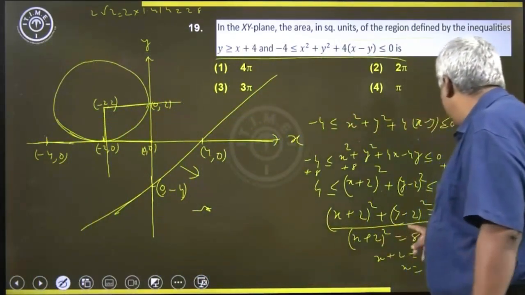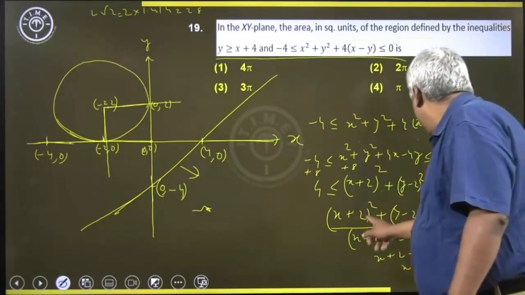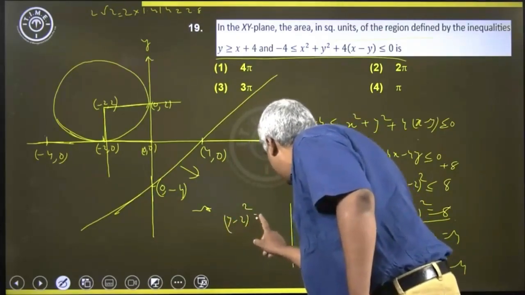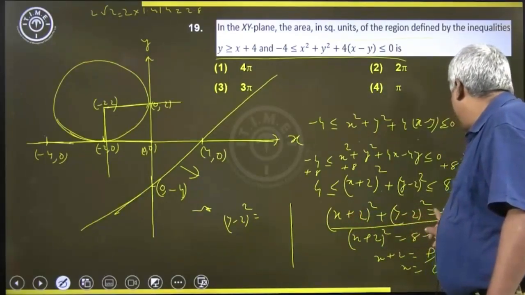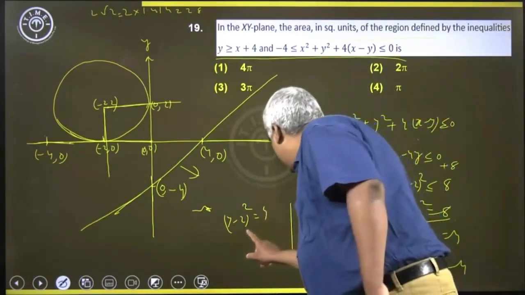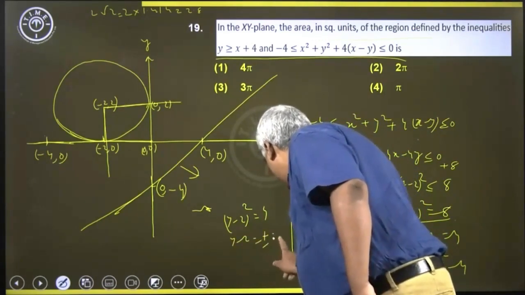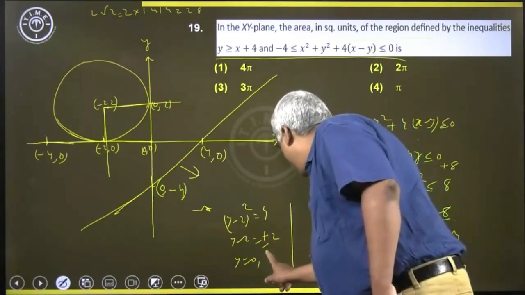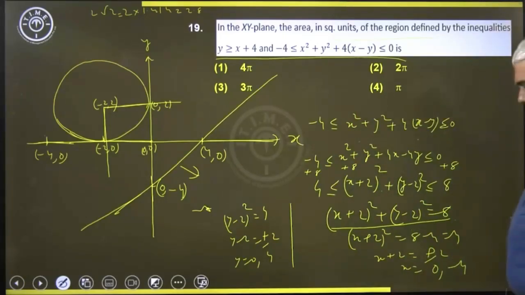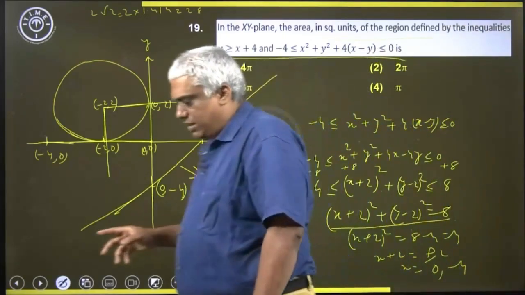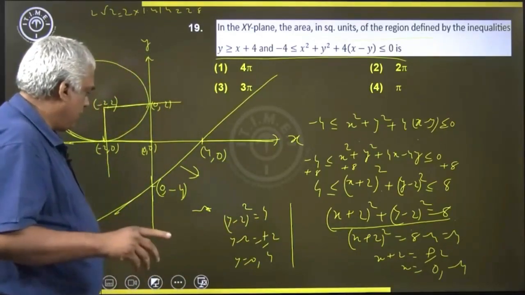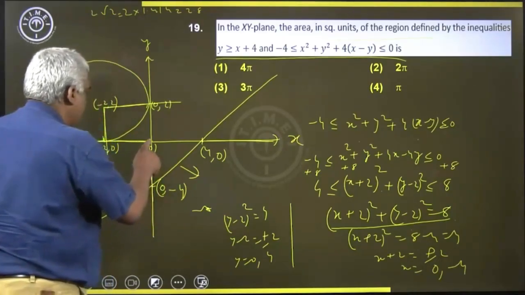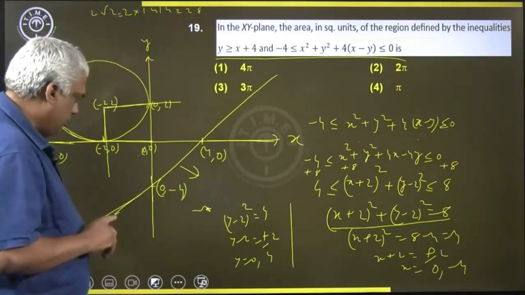If I put x equal to 0, then I'll get y minus 2 the whole square. y minus 2 whole square will be 8 minus 4, which is 4. So y minus 2 will be again plus minus 2. So the value of y will be 0 or 4, right? So it is intersecting the y axis at 0,0 and 0,4.